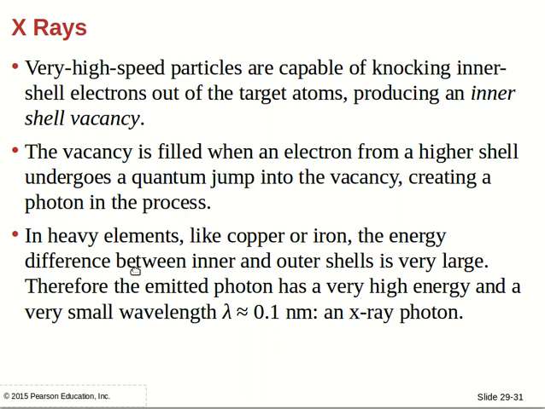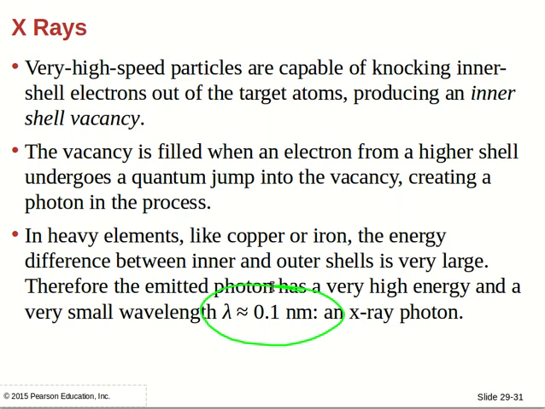In heavy elements like copper or iron, the energy difference is quite large, and because they're getting to be quite heavy atoms, the transition from, for example, the 2p to the 1s state, if it's the 1s electron that's vacated, have very small wavelengths indeed. 0.1 nanometers is about the size of a hydrogen atom, and the higher the element, the higher those transition energies, and therefore the smaller the wavelength of the X-ray.